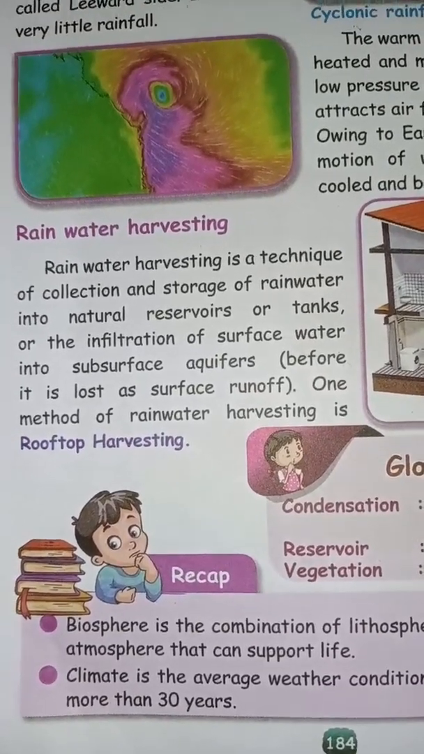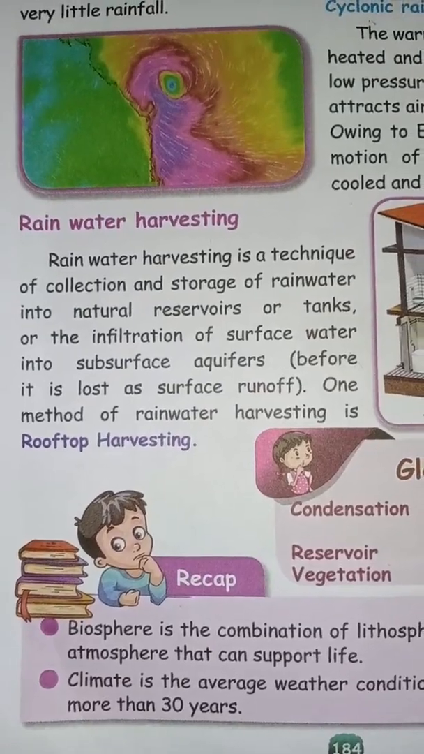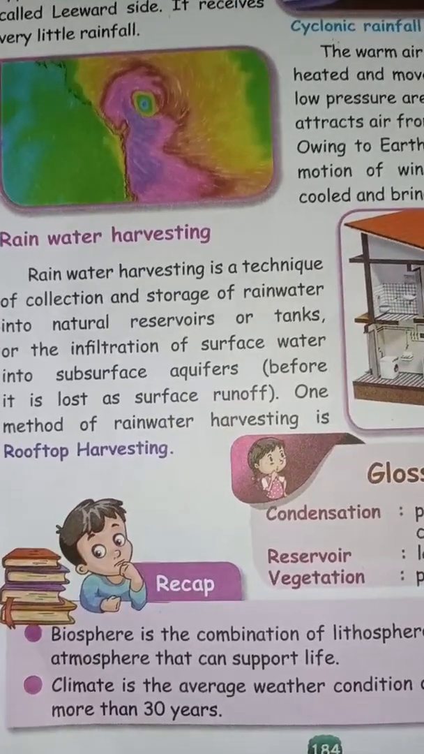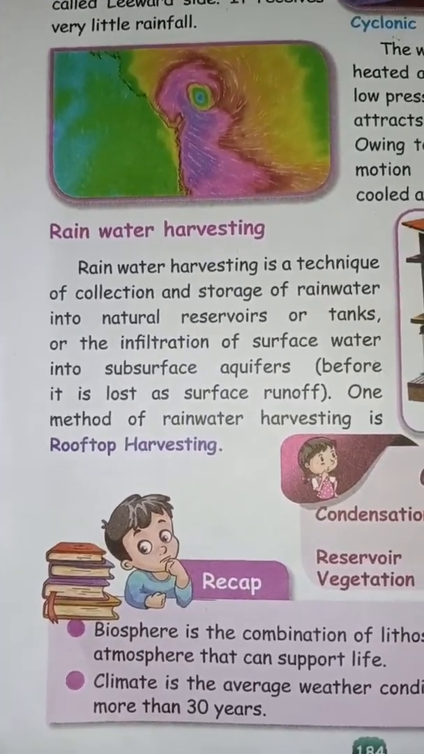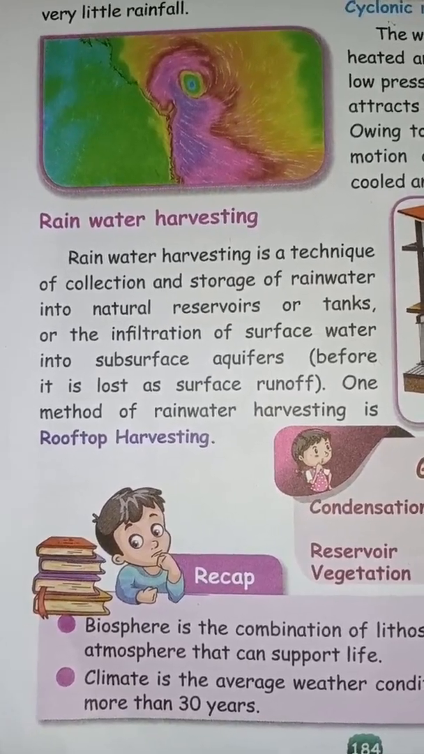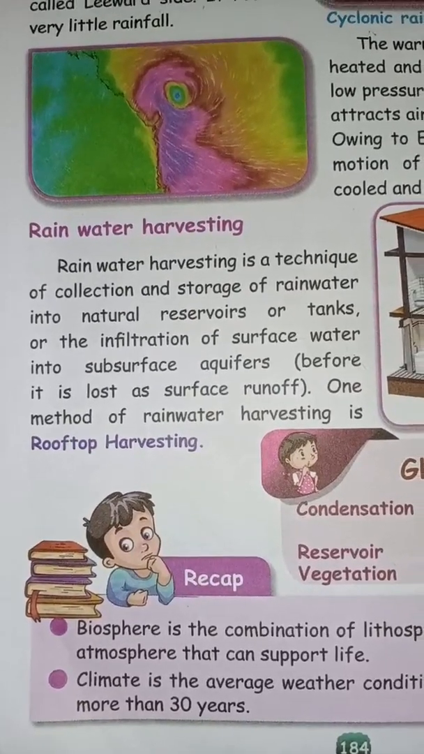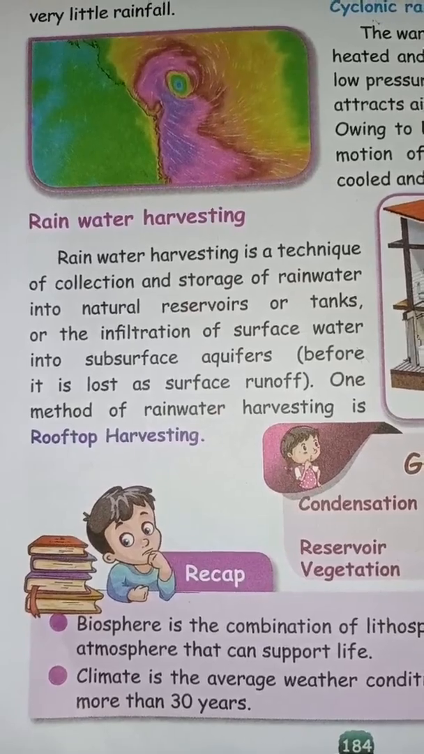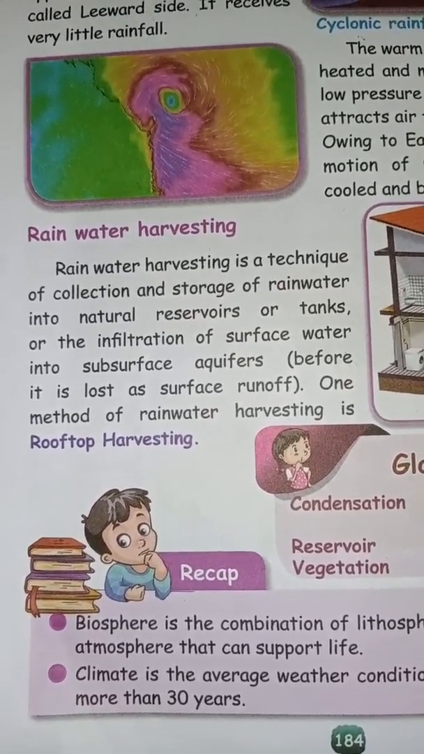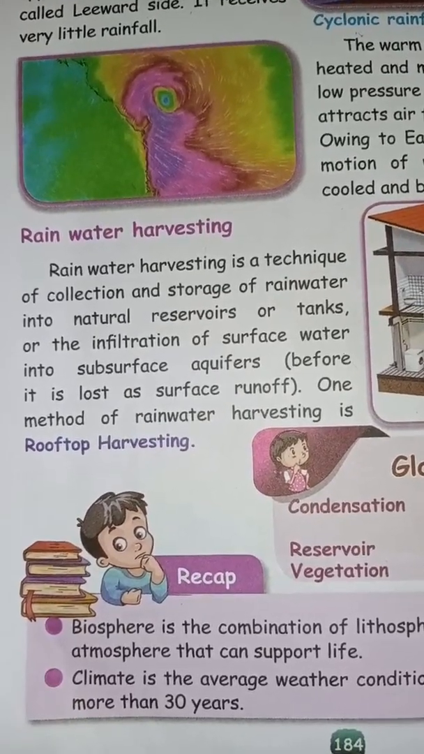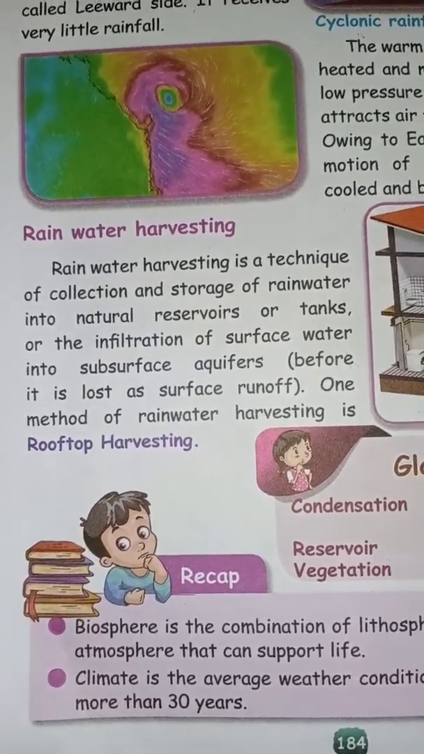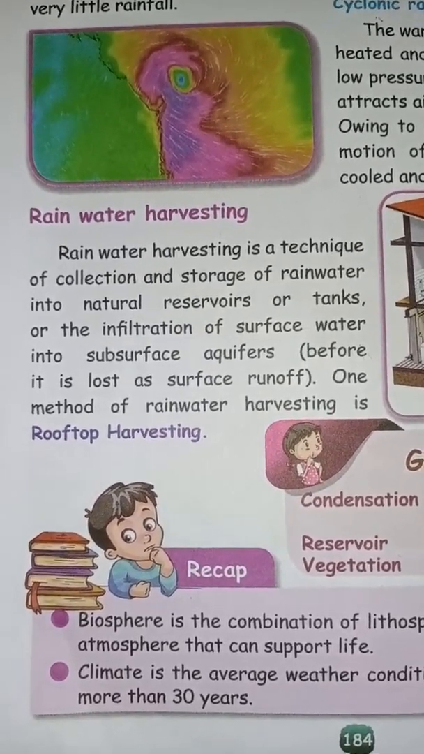Now, I'll tell you the types of rainwater harvesting, children. Mainly we have two types. They are passive rainwater harvesting and active rainwater harvesting. What is passive rainwater harvesting, children? It is outdoor rainwater harvesting, so that the rainwater will be collected in the garden areas. That is passive rainwater harvesting.